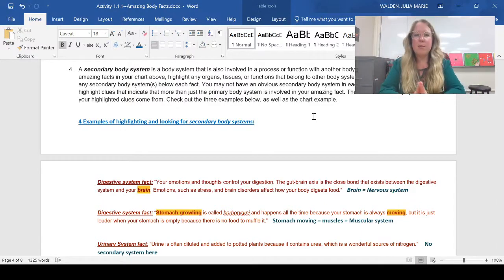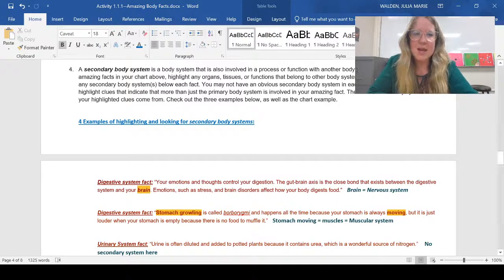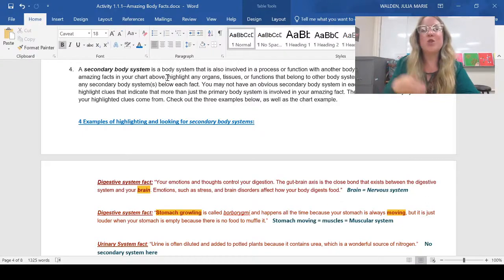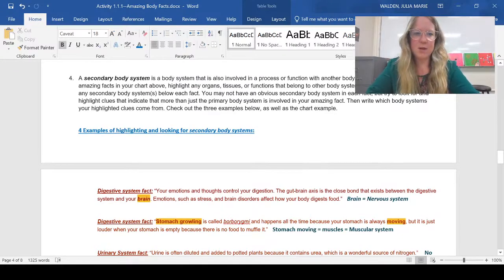So number 4 says, a secondary body system is a body system that is also involved in a process with another body system. In each of your amazing facts in the chart above, highlight any organs or tissues or functions that belong to a different body system, okay? Then write the names of any of those secondary body systems below each fact.